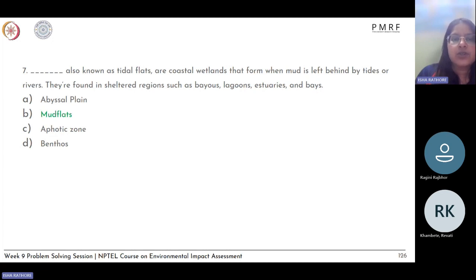So, mudflats, which are also known as tidal flats, are coastal wetlands that form when mud is left behind by tides or rivers, and they are found in regions such as bayous, lagoons, estuaries, and bays. So, again, these kinds of definitions were discussed in the actual lecture video, which ma'am has discussed. So, B is the correct answer. So again, terminologies relevant to each of the lecture units are important. Moving on to the next question.